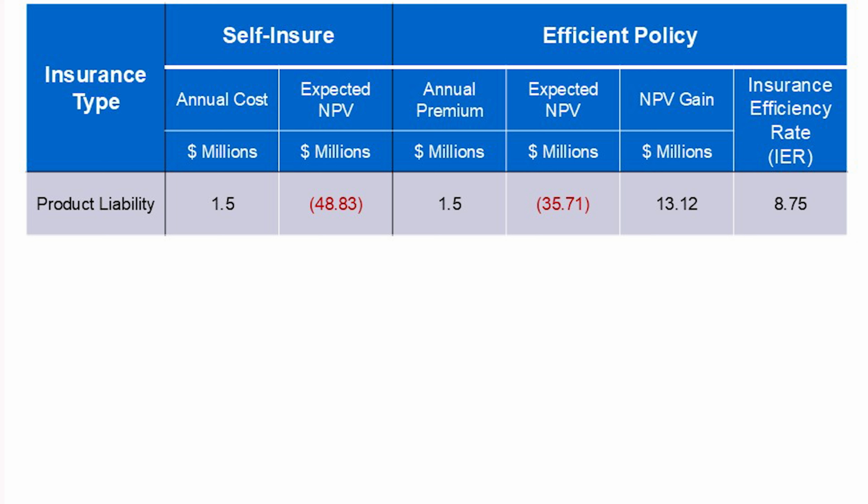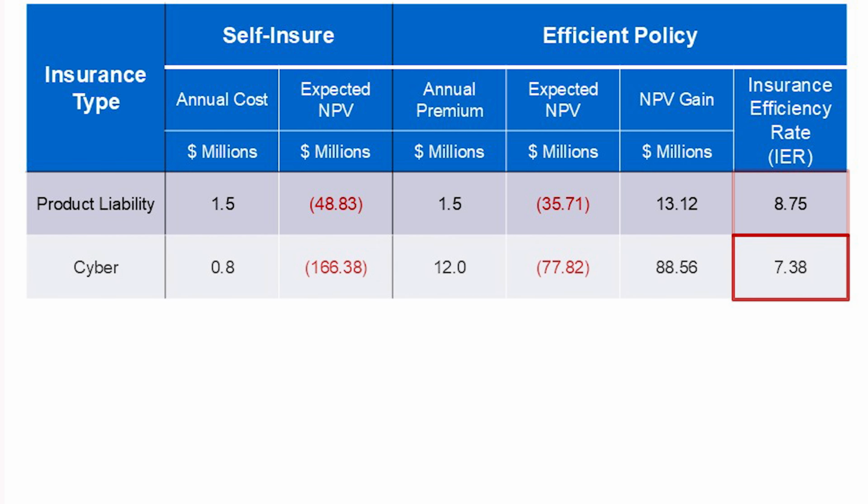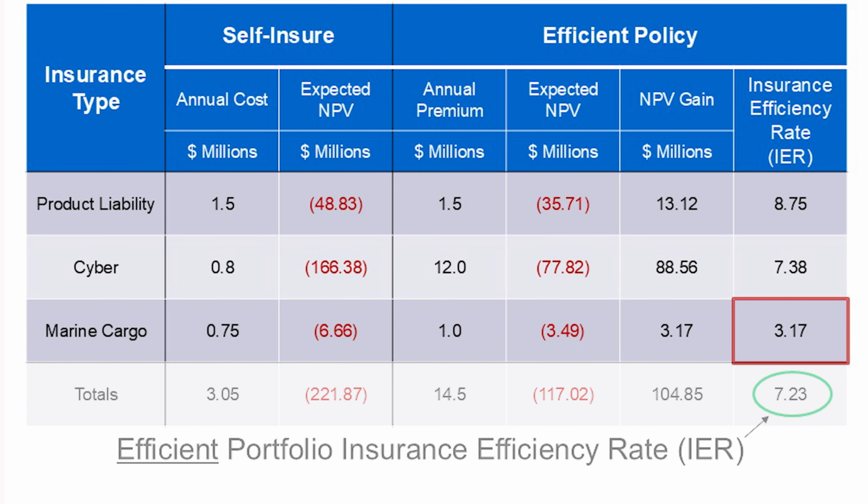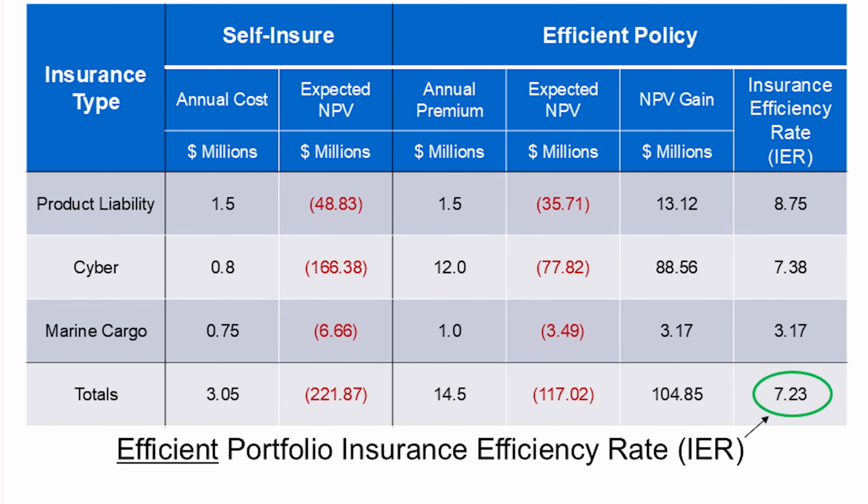Considering the performance of the set of efficient insurance policies, the efficient product liability policy has an insurance efficiency rate of 8.75. The efficient cyber policy has an insurance efficiency rate of 7.38. And the efficient marine cargo policy has an insurance efficiency rate of 3.17. The portfolio of efficient policies has an insurance efficiency rate of 7.23.